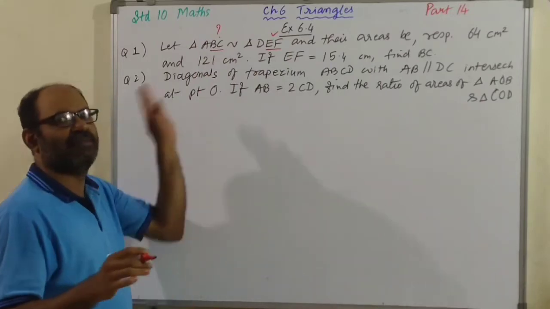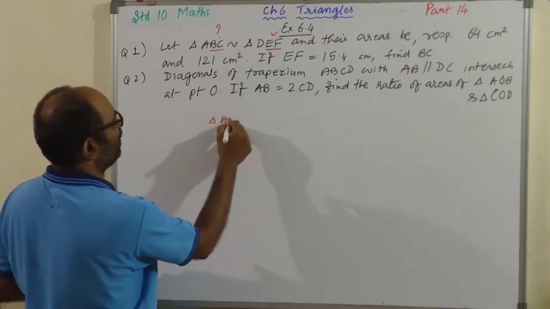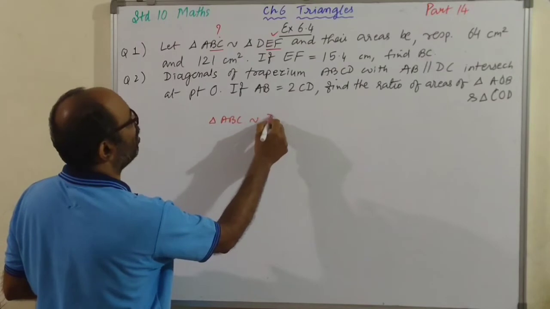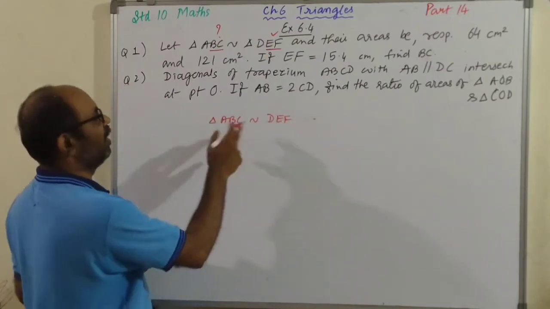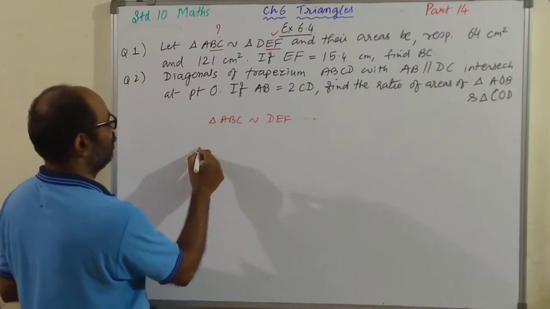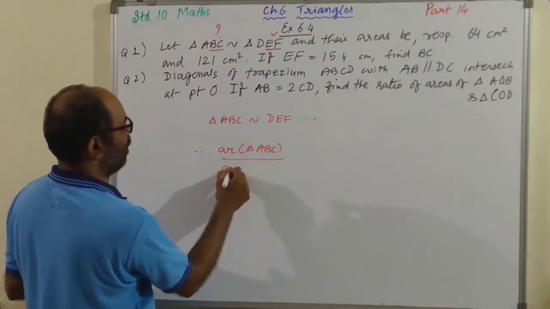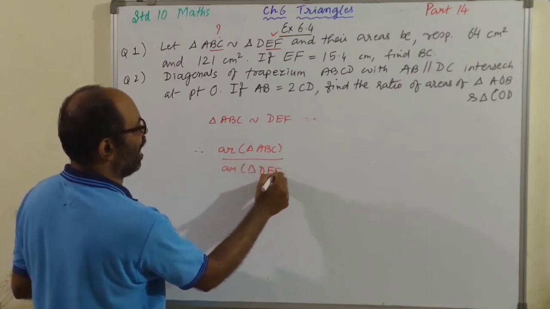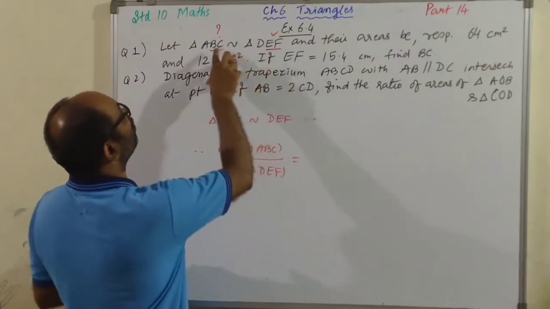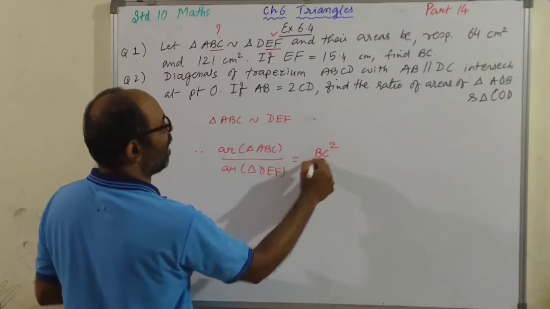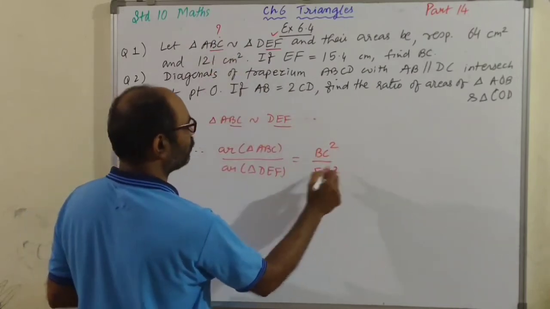Straight away, this can be just a 1 mark question. So straight away, ABC corresponds to DEF. That is similarity. Triangle ABC is similar to triangle DEF. Therefore, area of triangle ABC upon area of triangle DEF is equal to, कौन सी side लें? BC, क्योंकि वो ढूंढना है. BC square, यदि BC लिया तो EF square.